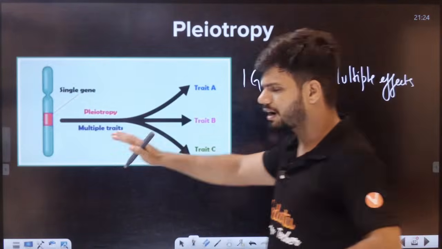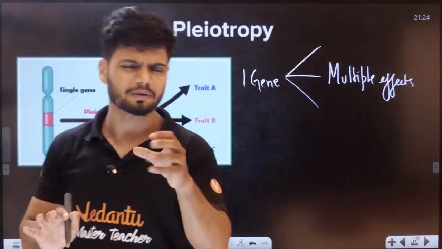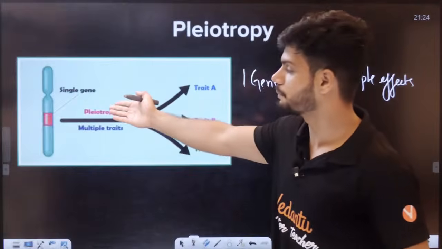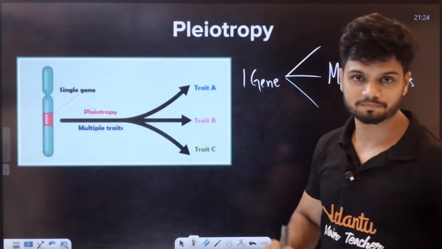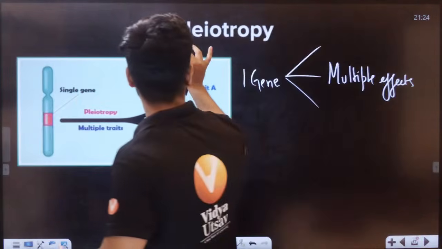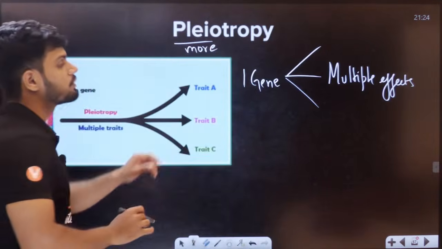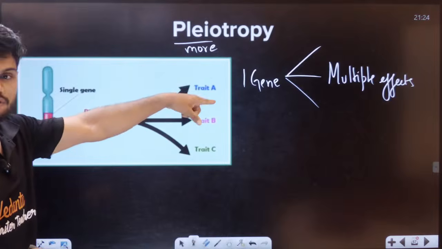The best way to remember is by thinking of a mother. Mother will do everything. She'll cook for you, she'll clean for you, she'll do everything for you. Similarly, pleiotropy is like your mother. Pleo means generally more. More effects are seen by one gene, students.